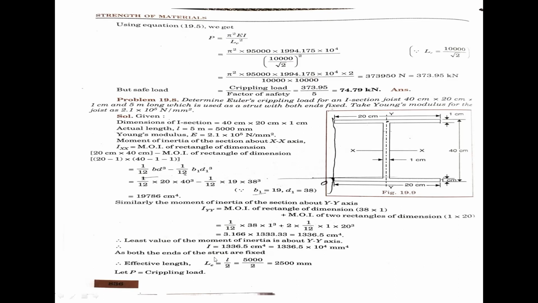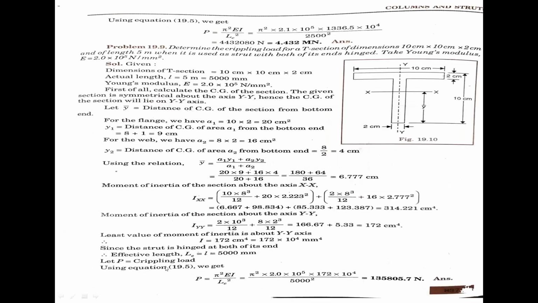As both ends of this strut are fixed, the effective length Le equals L by 2. For the column end condition, both ends fixed, the effective length is L by 2, which is 5000 by 2, or 2500 mm. Then P, the crippling load, using equation 19.5, I substitute into the equation, giving 4,432,080 Newtons, finally 4.432 meganewtons. I have to convert to meganewtons.